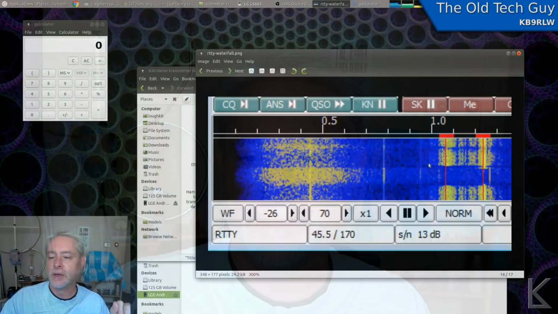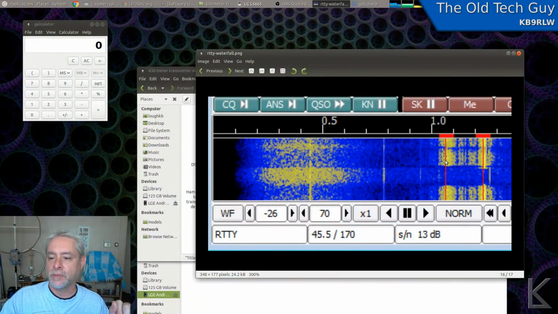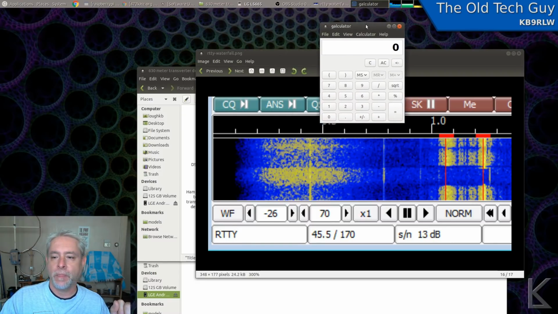I overlooked something really obvious, and it was pointed out to me by a couple of viewers, and I had to throw the whole design away. Let's go back to that RTTY image. This is the RTTY image, radio teletype, with a shift of 170 hertz. Okay, so let's say that I'm transmitting on 7085, okay?